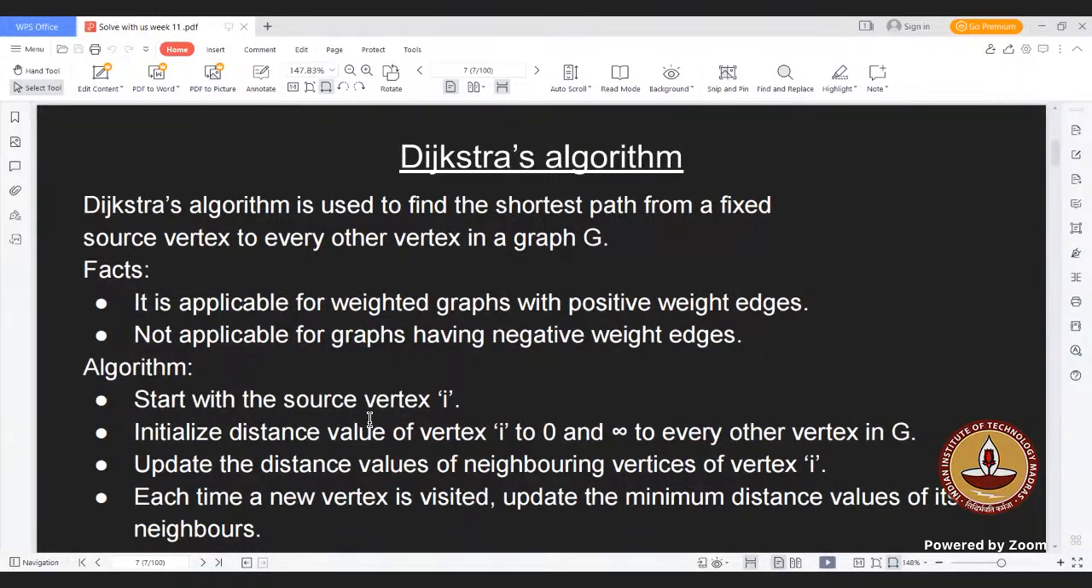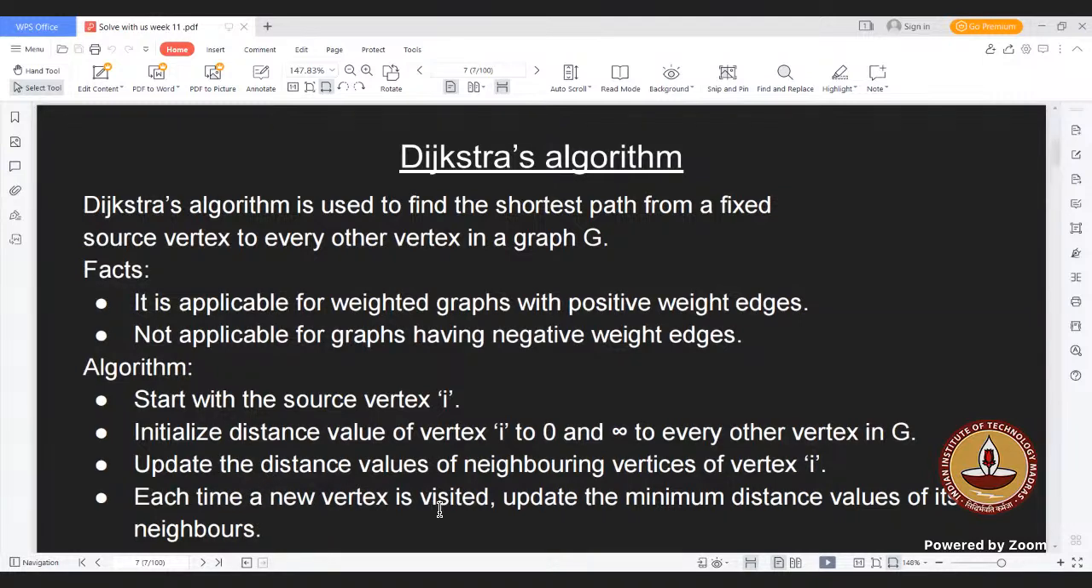We'll see what the algorithm does. We'll start with the source vertex. We'll consider any one vertex as the source vertex. Let us take the vertex as I. We'll initialize the distance of vertex I to 0 and infinity to every other vertex in the graph. Then we'll update the distance values of neighboring vertices of I. We'll check what the neighbors of I are, see what weight is given, and update accordingly.